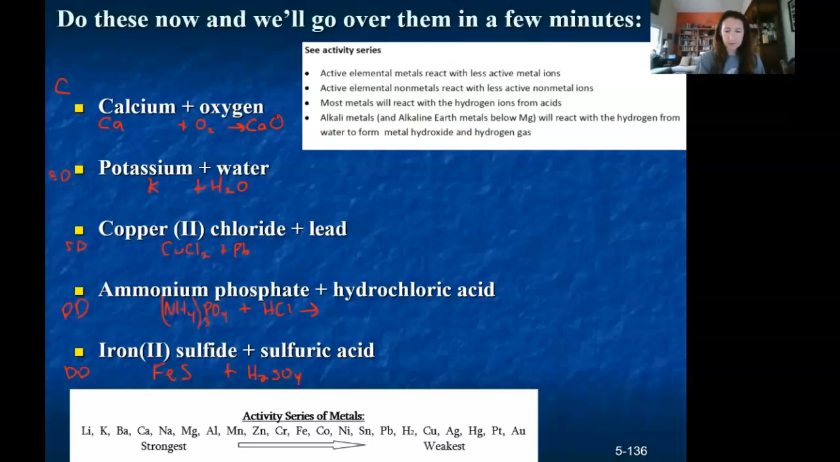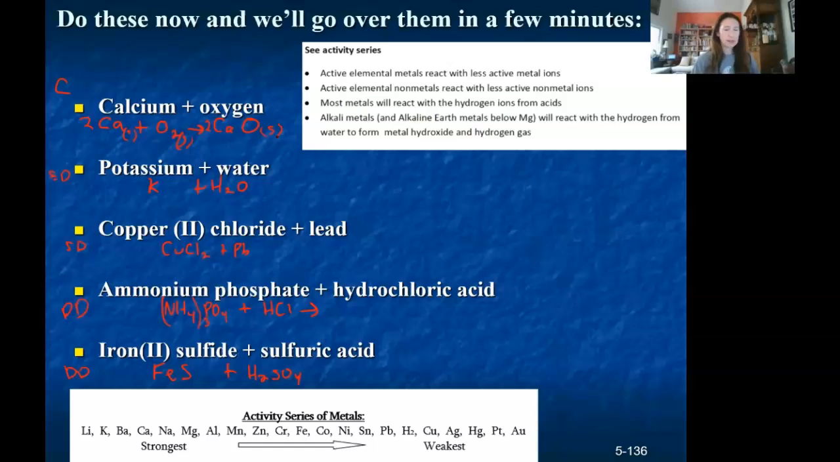And then, of course, the next step. Oh, why did that go away? I'm just going to move this over. Check our charges balance. And then we just have to balance our equation and then do our states. Solid, gas, sorry, I know that's really messy, solid.